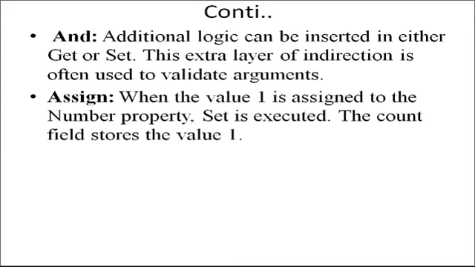Additional logic can be inserted in either get or set. We add additional logic in the get and set methods. This extra layer of indirection is often used to validate arguments. Assign: when the value 1 is assigned to the number property, set is executed. The count field has stored the value 1.